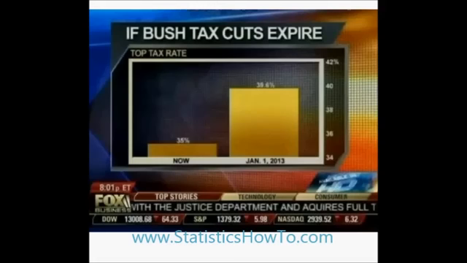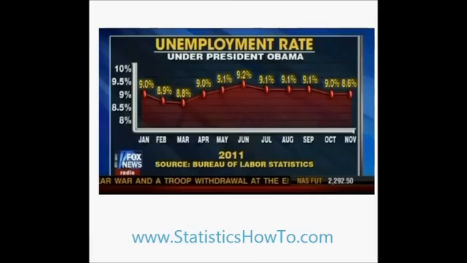The first type of problem I'll be showing you is to do with a vertical scale. That's this scale over here, and if you take a close look, although it looks like if the Bush tax cuts expire it's going to be disastrous, the facts are the scale starts at 34%, so it's only going to be a slight jump in the top tax rate, not this ballooning tax rate jump that Fox News wanted you to believe.